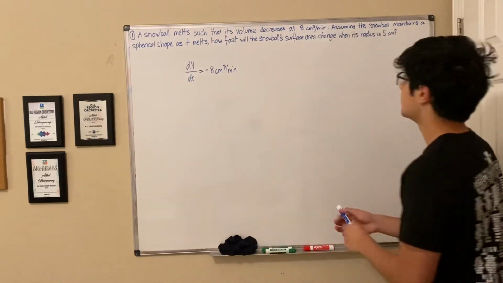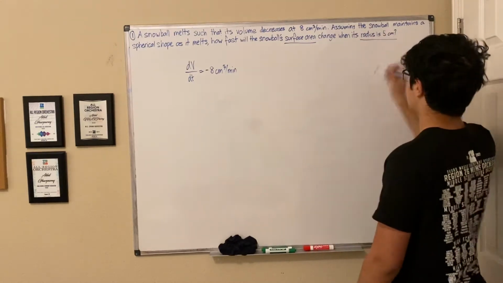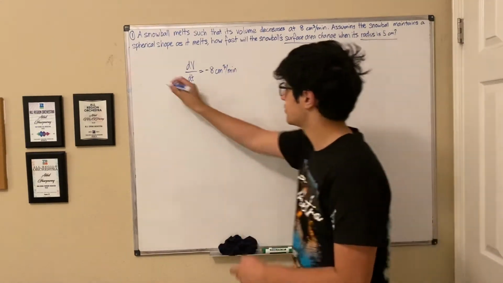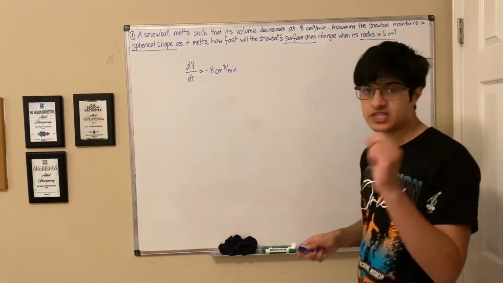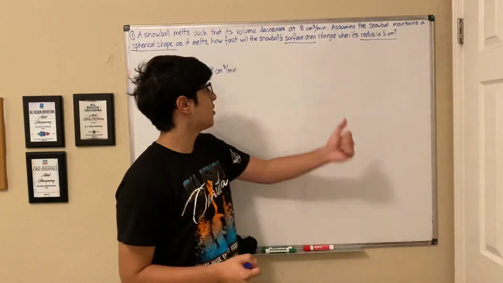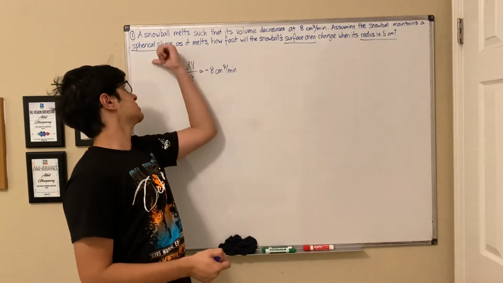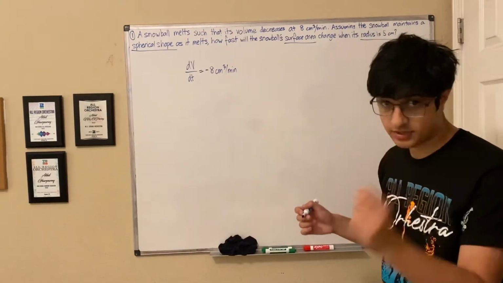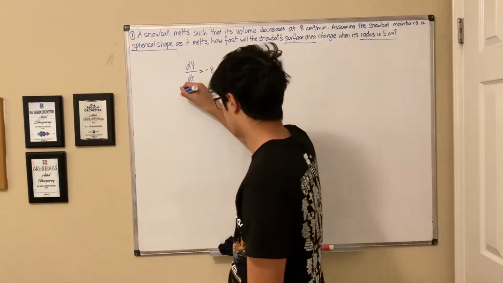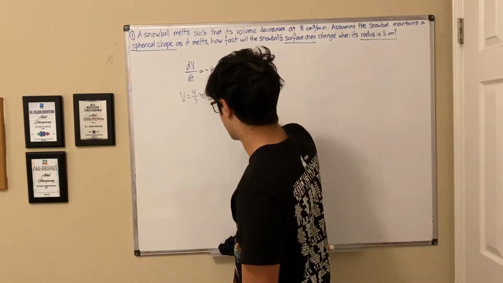Now, what do we do next? Well, we know that we're looking for surface area, and we also know that the radius is 5 centimeters. And we also know it maintains a spherical shape. So, essentially what this problem is telling us is that we need to somehow go from volume to surface area by using some formula for a sphere. So, what formula do we need? Well, we need the volume of a sphere formula. We know that's just 4/3 pi times the radius cubed.